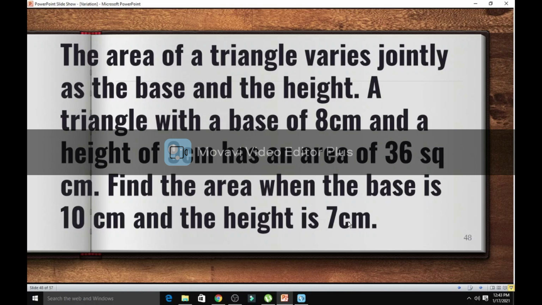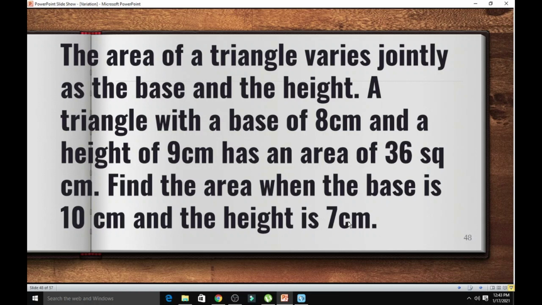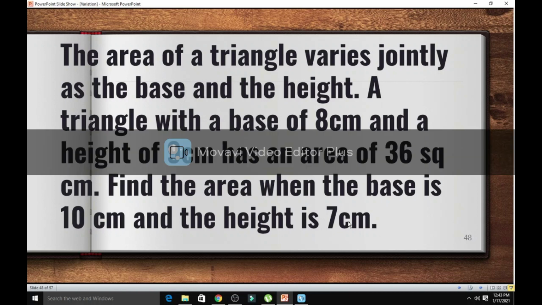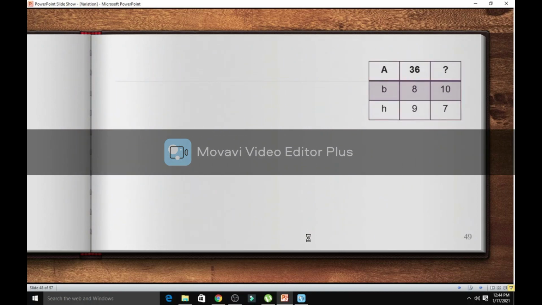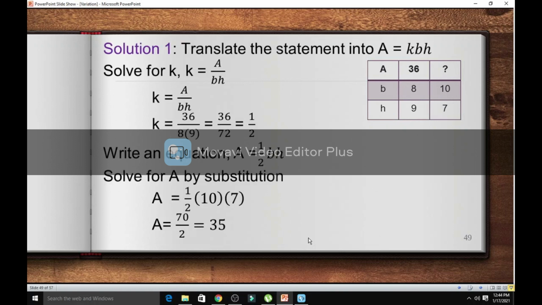So, this example is a problem regarding the area of a triangle. So, the area of a triangle varies jointly as the base and the height. A triangle with a base of 8 cm and a height of 9 cm has an area of 36 square centimeters. So, ang tanong, find the area when the base is 10 cm and the height is 7 cm. So, from this problem, we need to follow the steps pa rin nung ginawa natin kanina kung paano mag-solve ng unknown sa isang variation. So, dito, we will follow 3 simple steps pa rin.